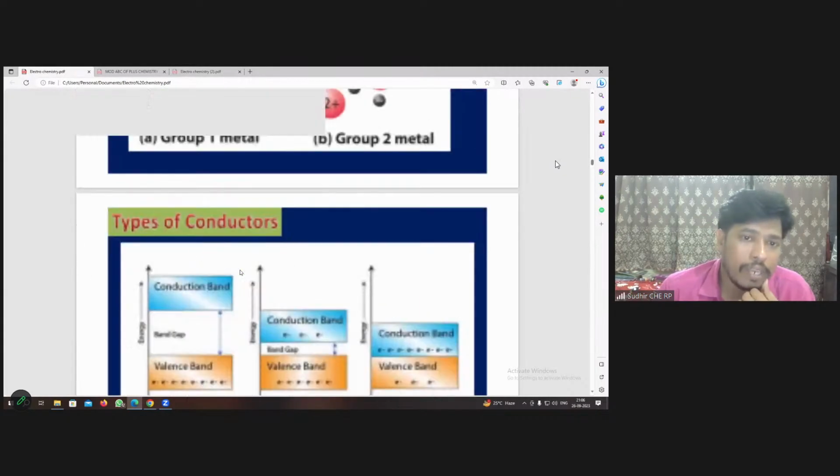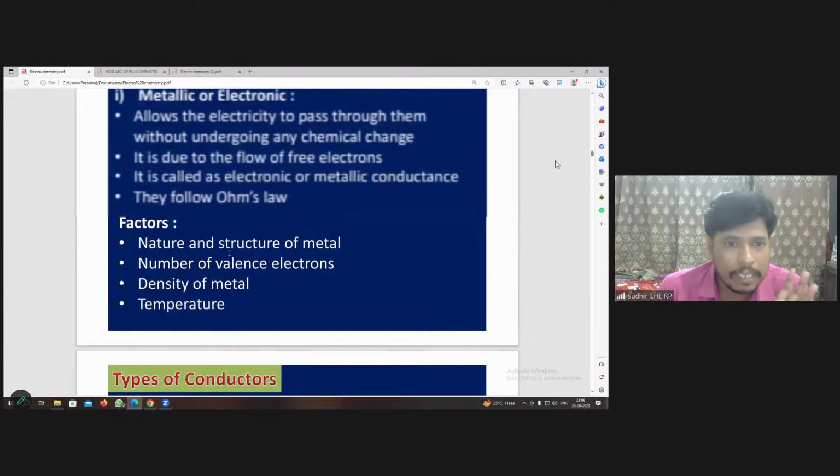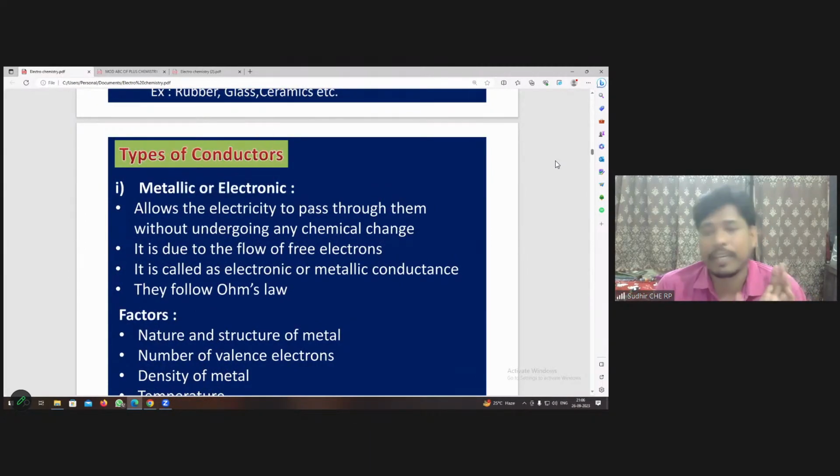Okay? So now, first in detail, I will discuss the metallic or electronic conductors initially today. Okay, so in this regard, the name itself indicates the required condition in order to conduct electricity by this type of substance: only the presence of free electrons. Due to the presence of free electrons, those electrons will be flowing from one kernel or atom to another, so that flow of electrons is nothing but the electricity we are talking about.